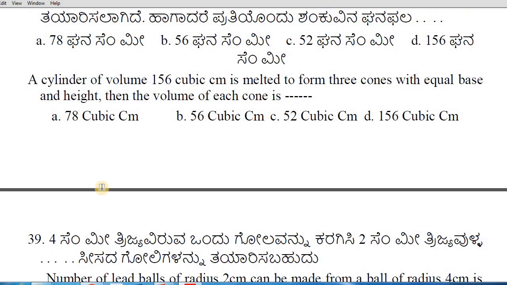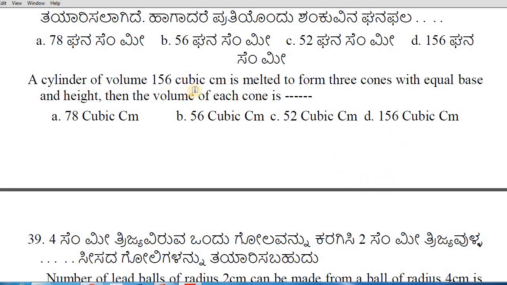Next question. A cylinder of volume 156 cubic centimeter is melted to form 3 cones with equal base and height. Then the volume of each cone is. Given options are 78 cubic centimeter, 56 cubic centimeter, 52 cubic centimeter, 156 cubic centimeter. Children, here you have to keep it in mind. Whenever we are converting one object into another object, in volume there will be no changes. That is the thing you have to keep in your mind.